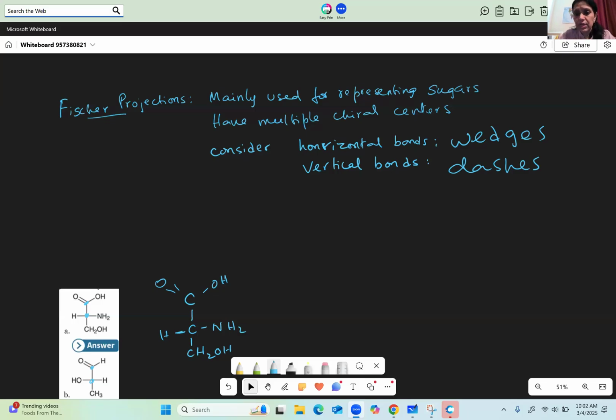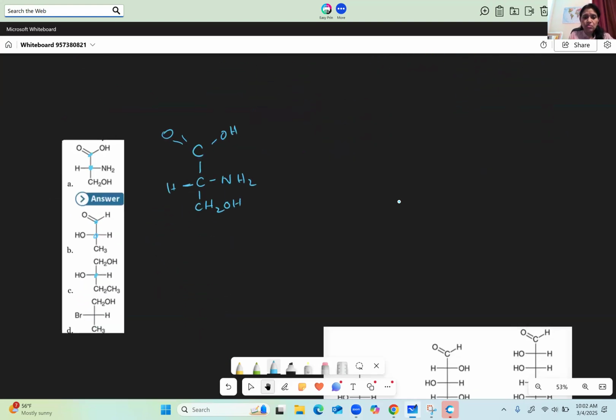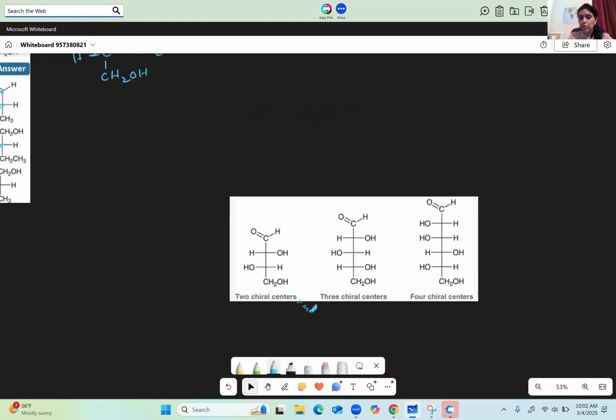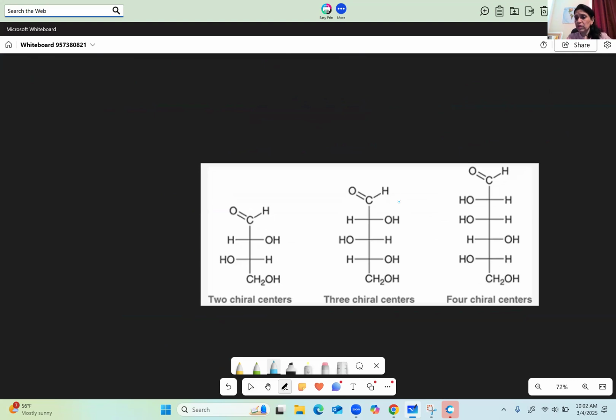Hello everyone, this is a short video about Fischer projections. Fischer projections are basically used to represent sugars. Why sugars? Sugars have multiple chiral centers and they're normally drawn in a vertical fashion like this. I have copied and pasted some examples from the book. Notice, this is how we represent sugars.